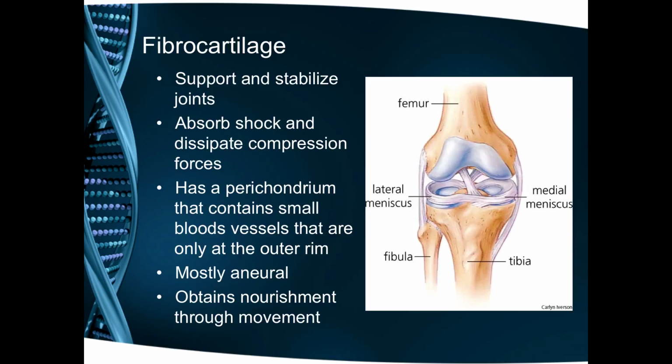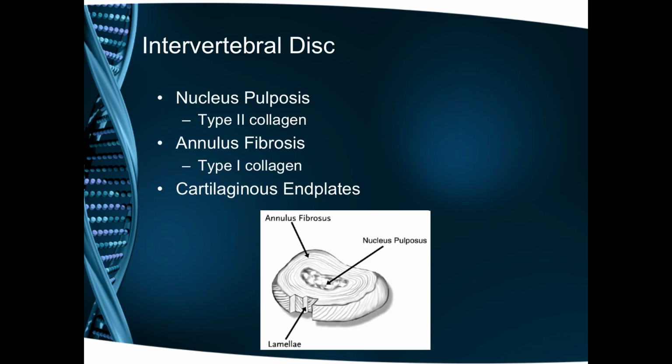And fibrocartilage, unlike articular cartilage, does have a perichondrium. And again, that contains the blood vessels that it needs to heal. But the thing to remember about fibrocartilage is that the perichondrium is only in the outer rim. So that has implications when we think about the location of an injury. And it's mostly aneural, as was articular cartilage. So again, you will likely not feel an injury to your fibrocartilage. And it obtains nourishment through movement. So movement promotes the dispersion of the synovial fluid. So similarly to articular cartilage, fibrocartilage also likes movement for healing.